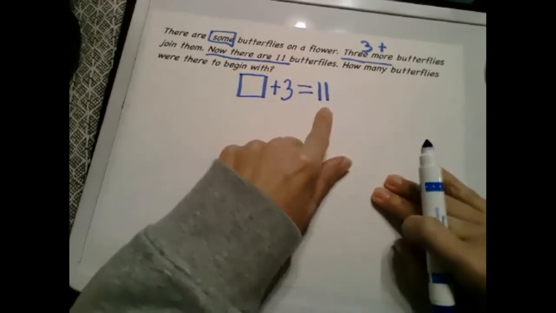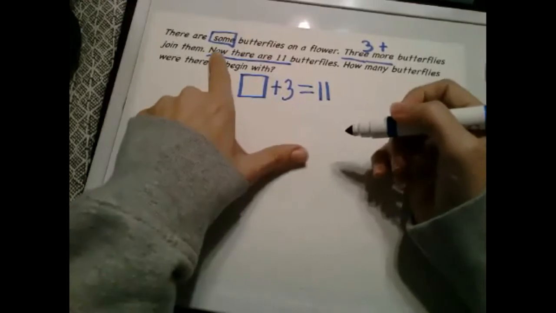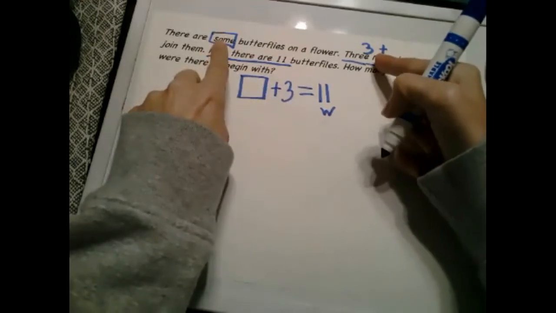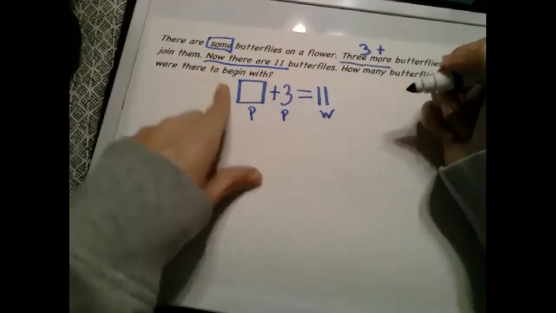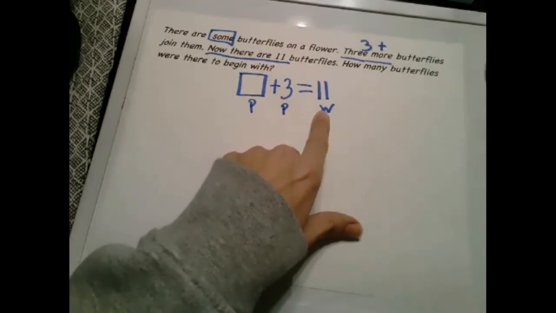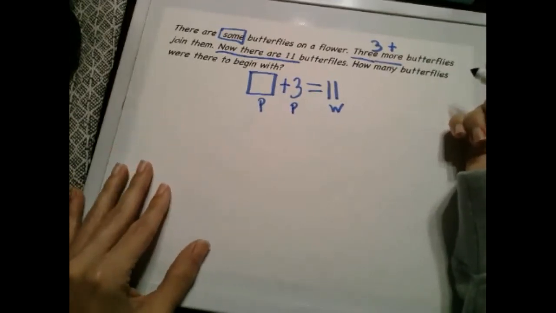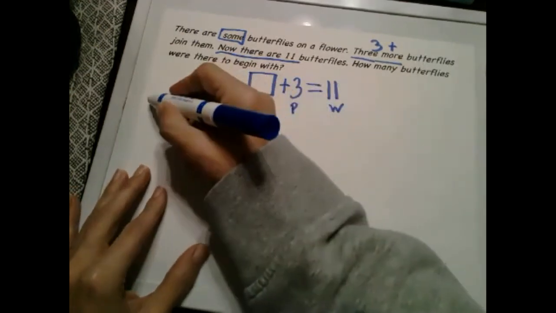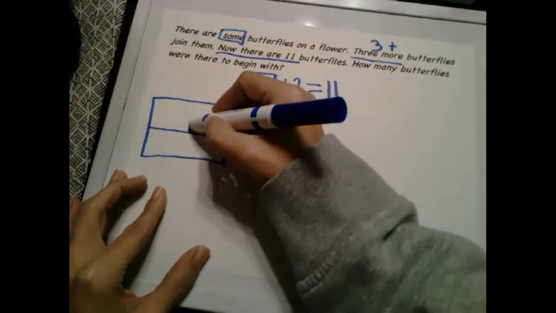So knowing what I know about my problem and how their numbers work together, I know since this is now there are 11, this must be my whole. And the 2 numbers that I'm adding together are my parts. So I have a part plus another part equals 11. So let's think about how we would solve this problem. I could use a part whole, which I saw a lot of you use.